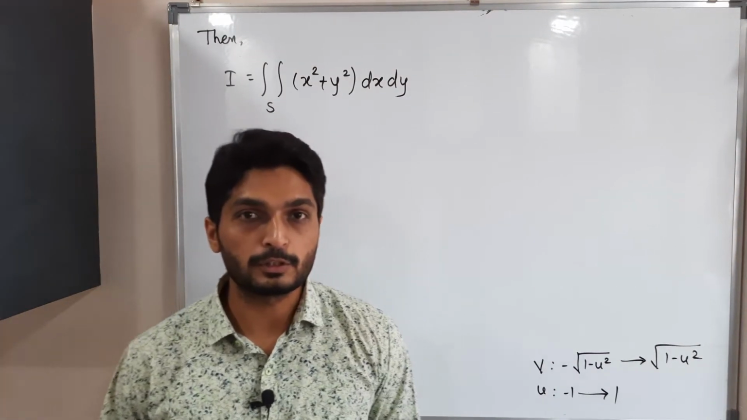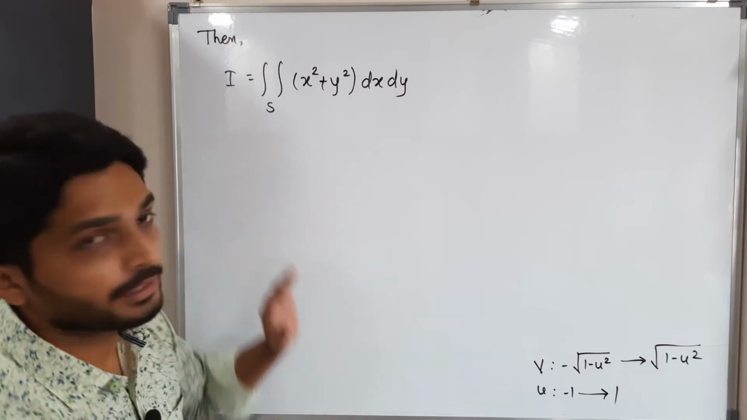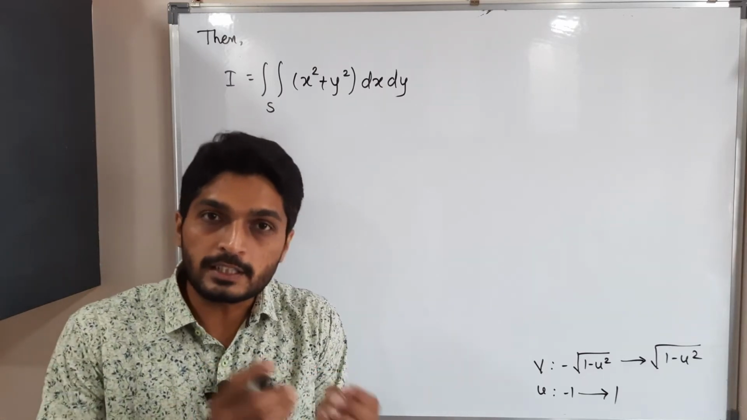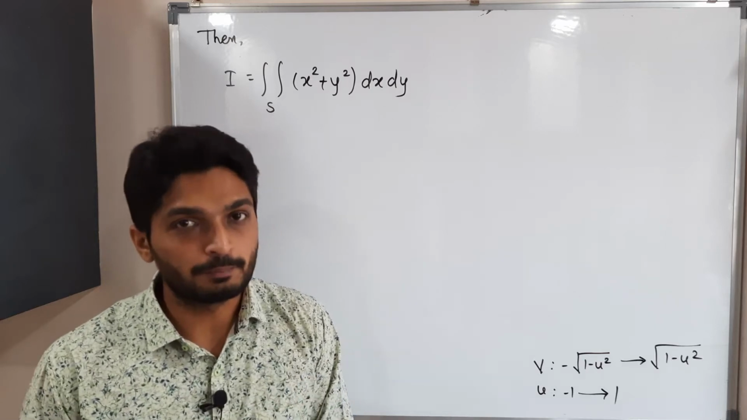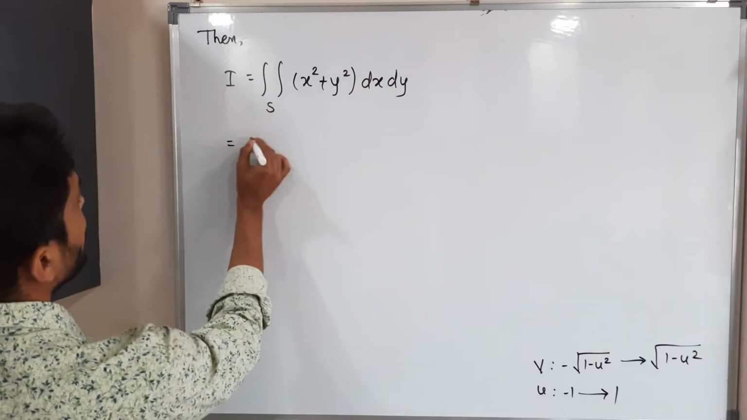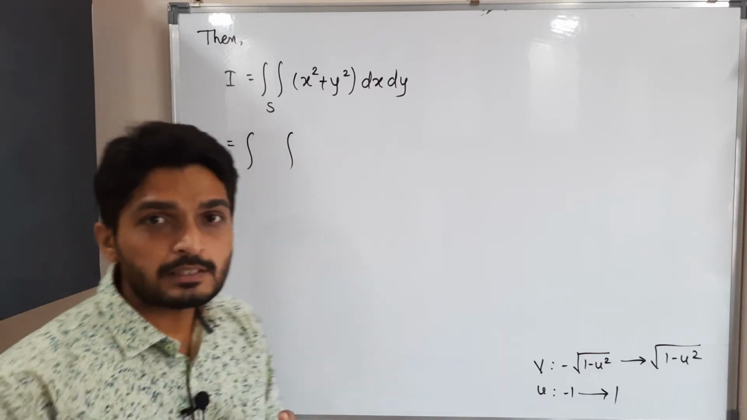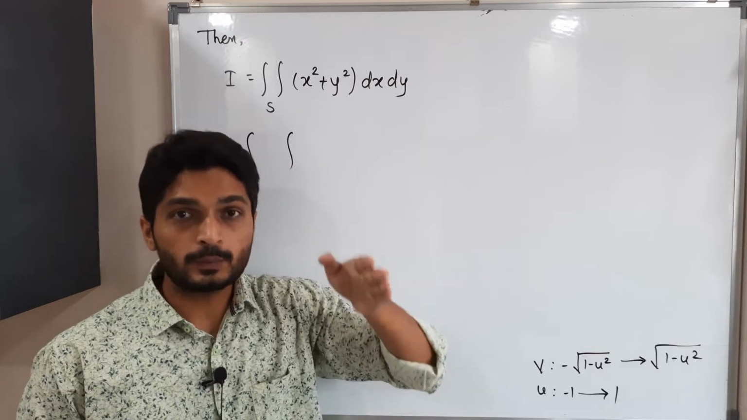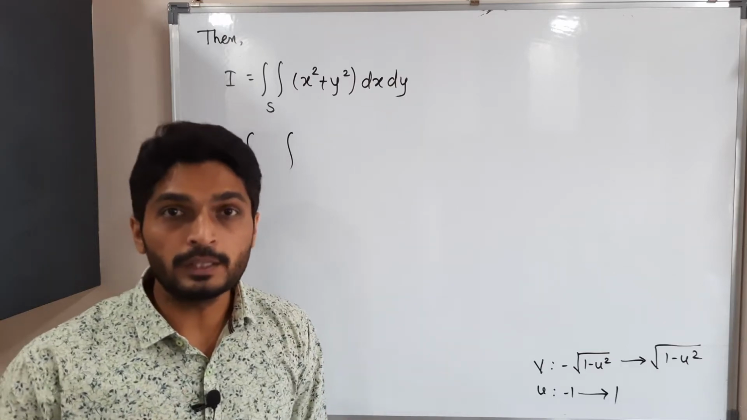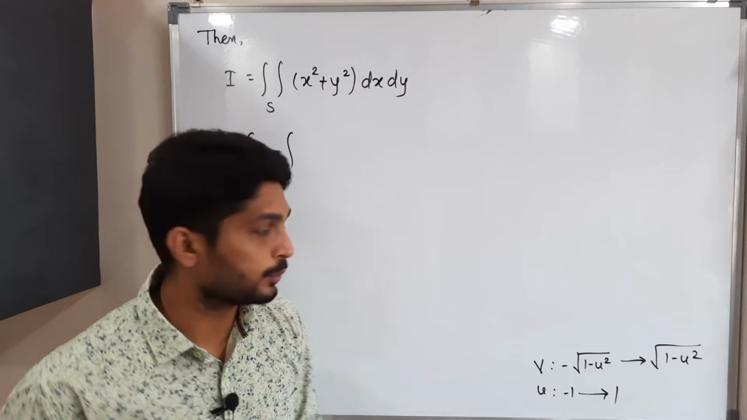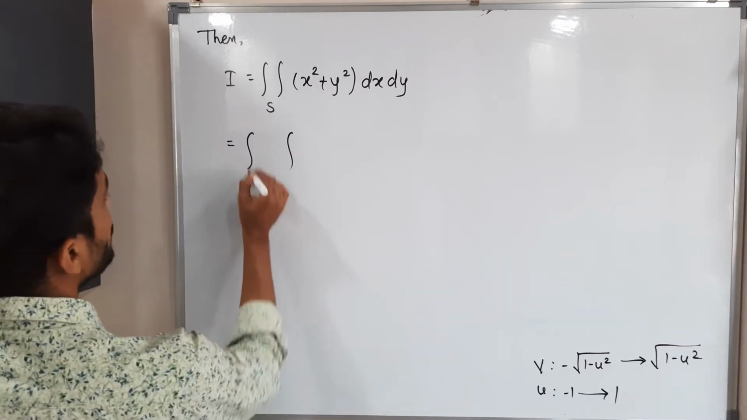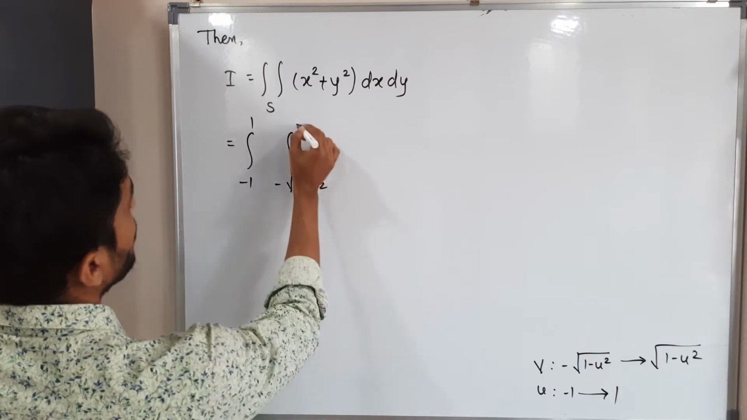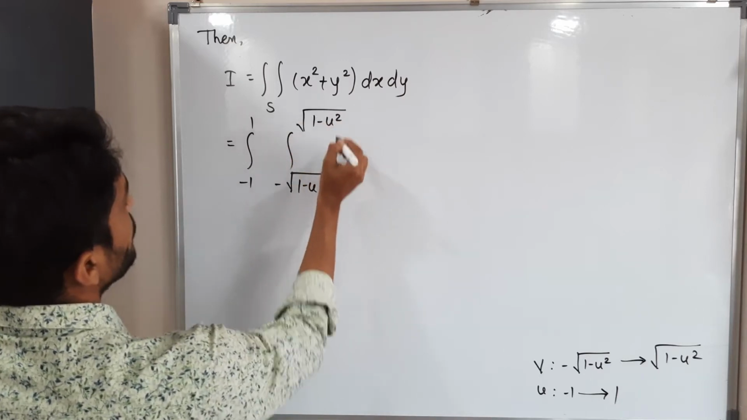Let us solve the integration now. I have already written the integral. Now many things we have done. Simply we have to shift this integral in terms of u and v. See, we have considered a strip parallel to the v axis, a vertical strip. That's why the inner integration is with respect to v and the outer integration is with respect to u. So limits of u are from -1 to 1 and limits of v are from minus root 1 minus u square to root 1 minus u square.